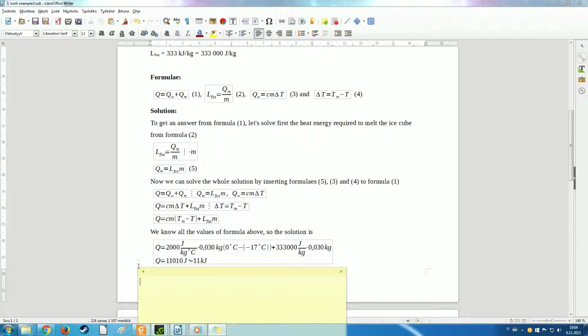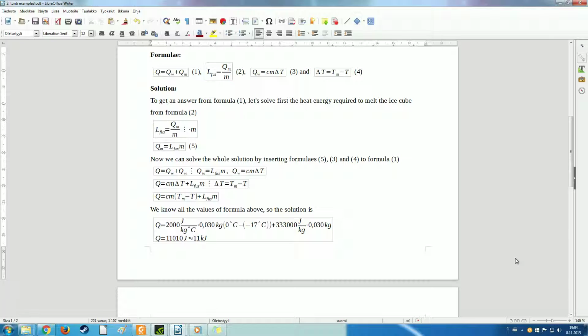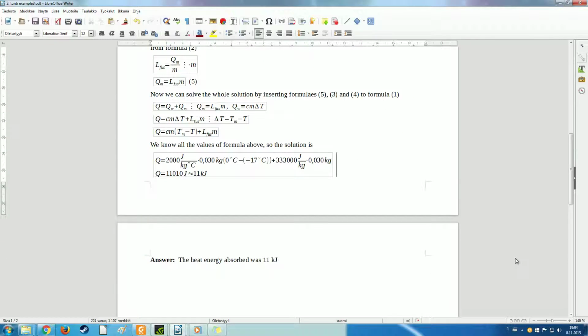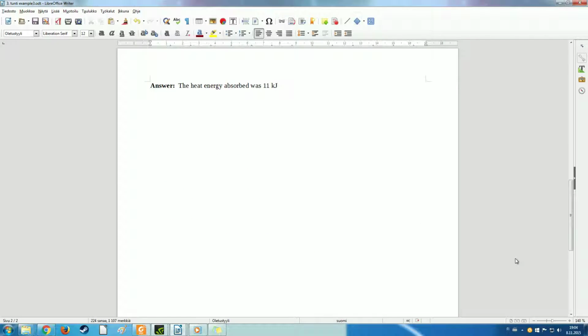The answer I got was Q is 11,010 joules, which is approximately 11 kilojoules. Finally, I wrote down the answer. The heat energy absorbed was 11 kilojoules.